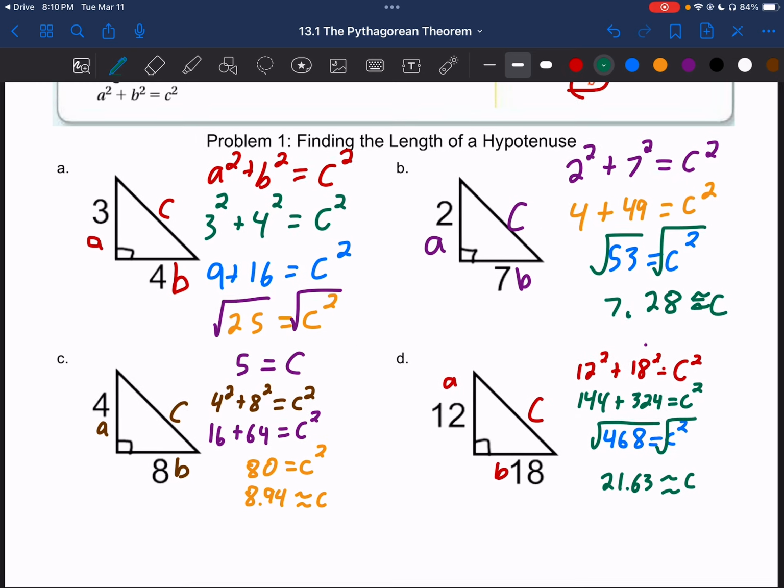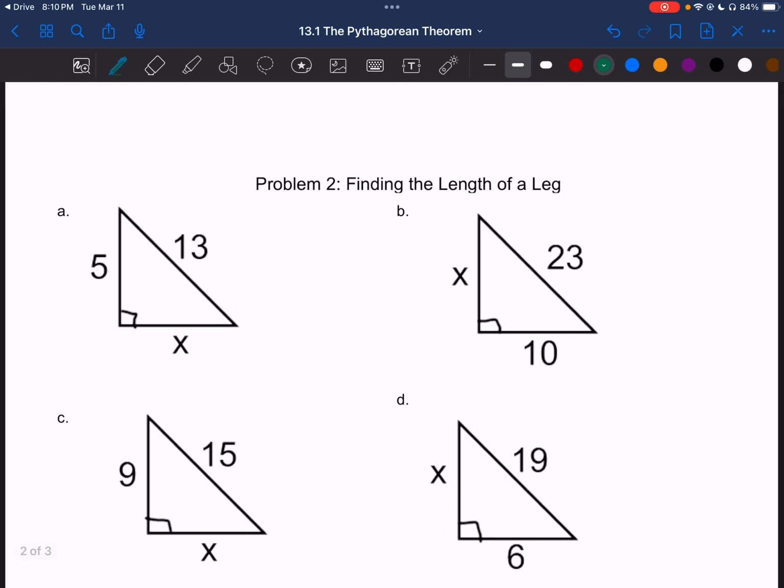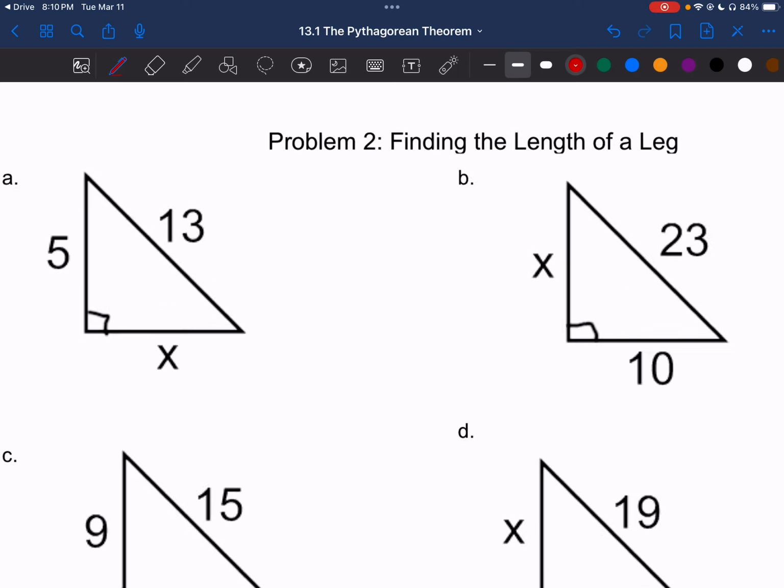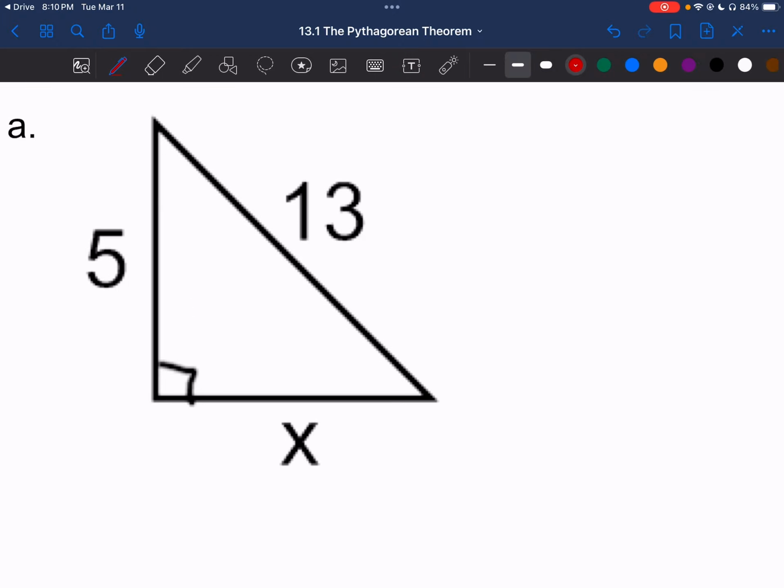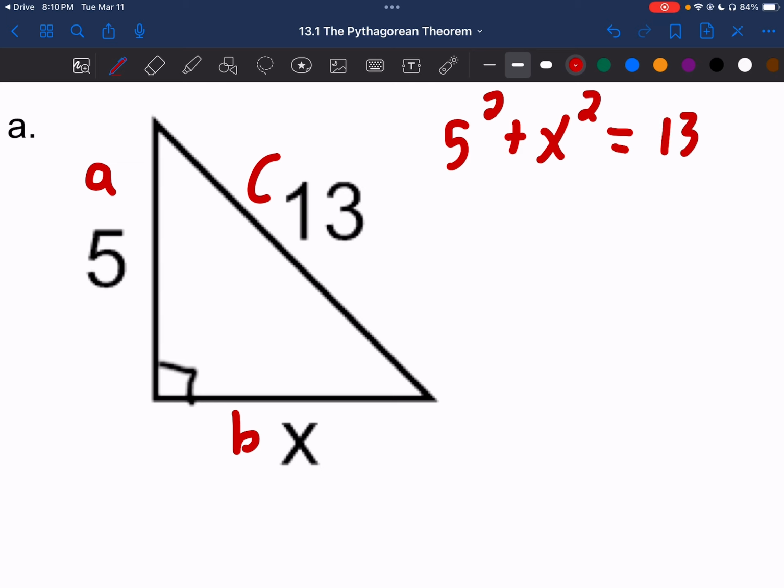Now, instead of finding the hypotenuse, we already know what the hypotenuse is, and we need to find the length of one of the legs for these questions. So let's take a look at letter A. We know we've got an A, we've got a B, and we've got C. So A squared plus B squared is C squared. So 5 squared plus, we don't know what B is, so that's going to be x squared, equals our c squared, which is 13 squared. So 5 squared is 25, x squared is x squared, and 13 squared is 169.